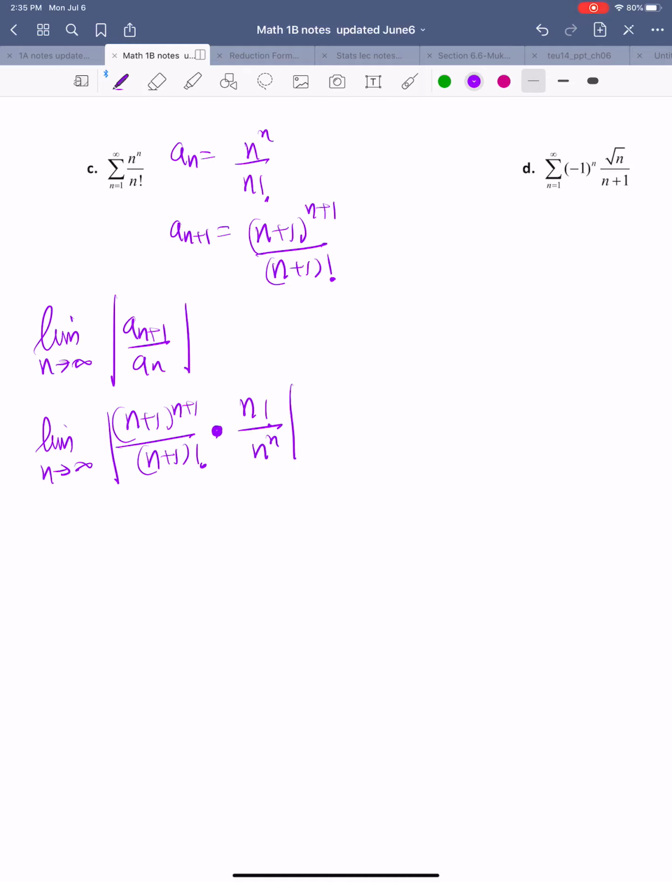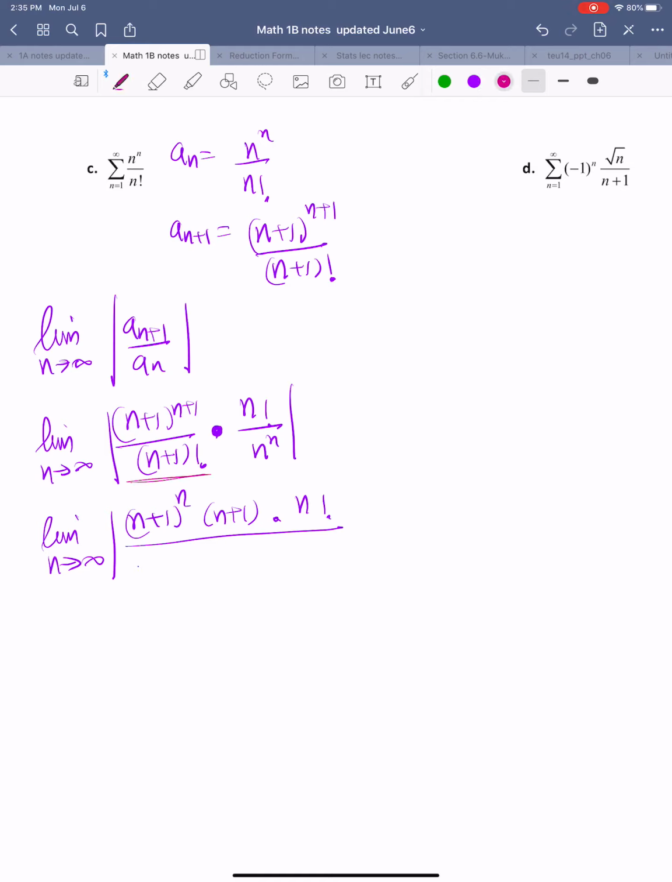Now I want to cancel some of the things between top and bottom. So let's rearrange things a little. (n+1) to the power n+1 is (n+1) to the power n times (n+1). And then I have n factorial here. And then on the bottom, (n+1) factorial.